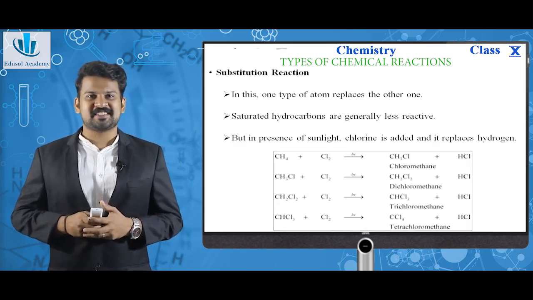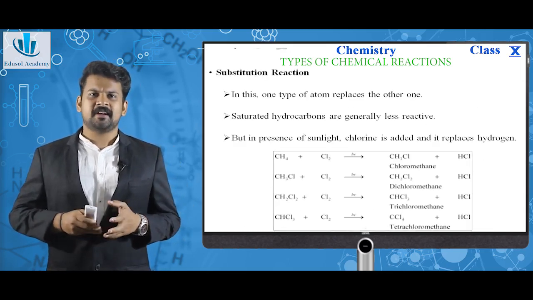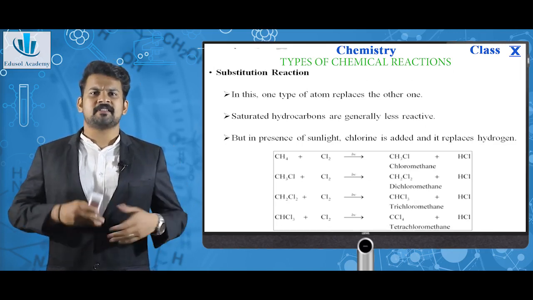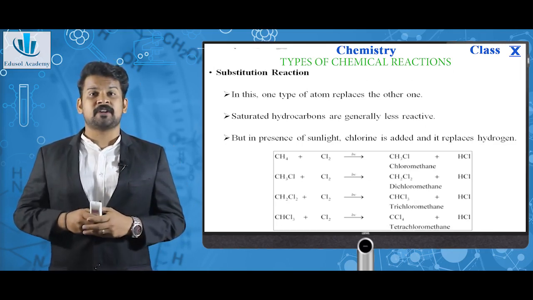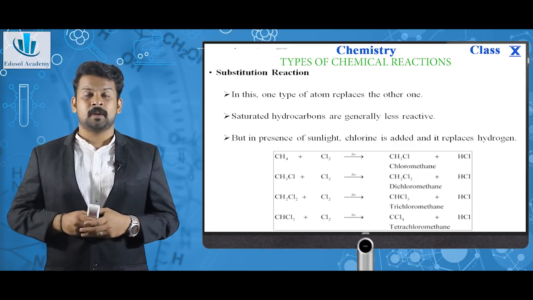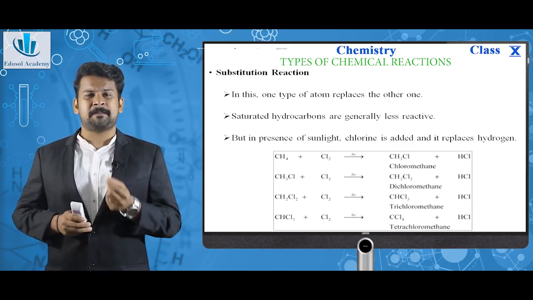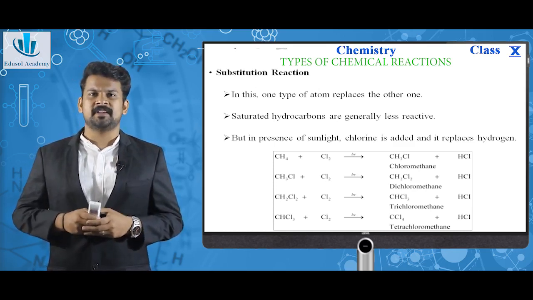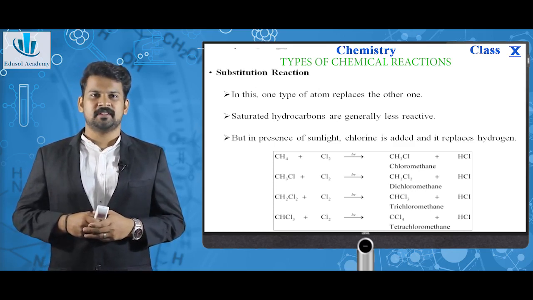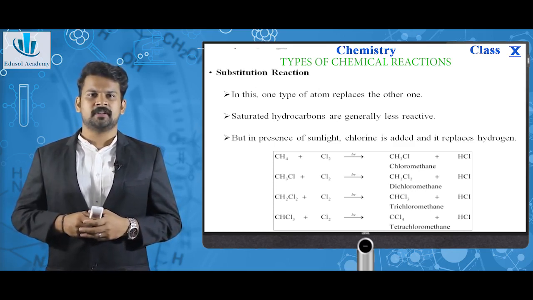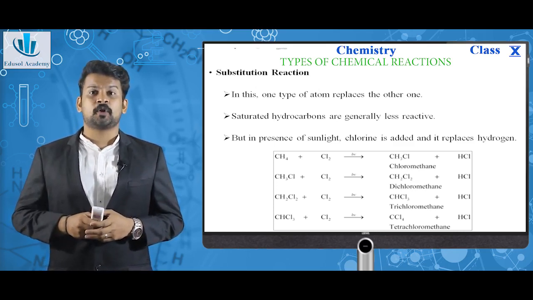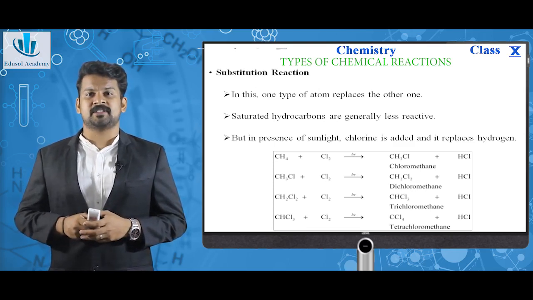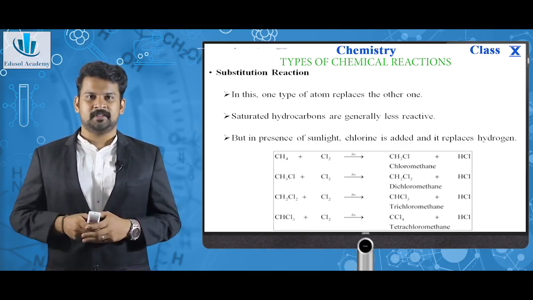Next main reaction is substitution reaction. Here, one type of atom replaces another one. Saturated hydrocarbons are generally less reactive, but substitution reaction is a peculiar reaction that takes place with saturated hydrocarbons. As an example, let's just look. In presence of sunlight, chlorine replaces hydrogen in a saturated hydrocarbon.